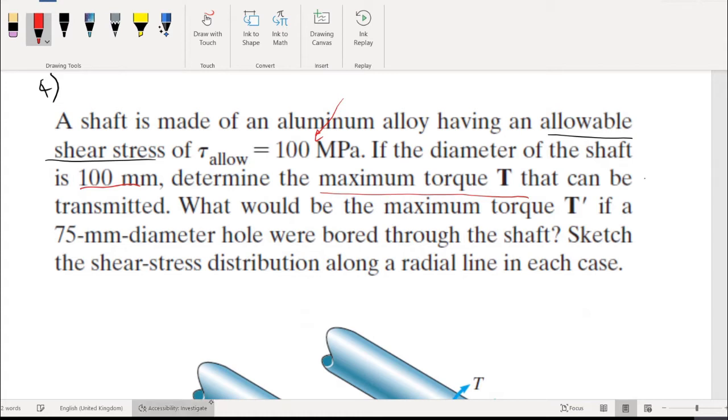Number 1 question is this one. Number 2, you're asked to find for another case. The first case is 100 mm diameter. The second case is 75 mm diameter. What would be the torque for the 75 mm diameter?